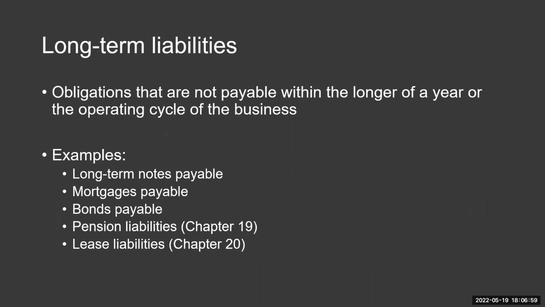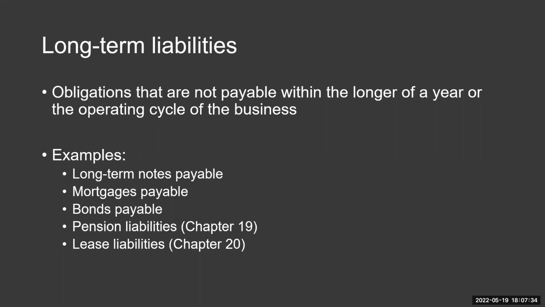So long-term liabilities by definition are liabilities that are not current liabilities. Current liabilities are those that we know will be paid within 12 months from the date of the balance sheet or within the next operating cycle, whichever is longer. So any obligations that will be paid after 12 months from the date of the balance sheet or the normal operating cycle, whichever is longer of the two, are called long-term liabilities.